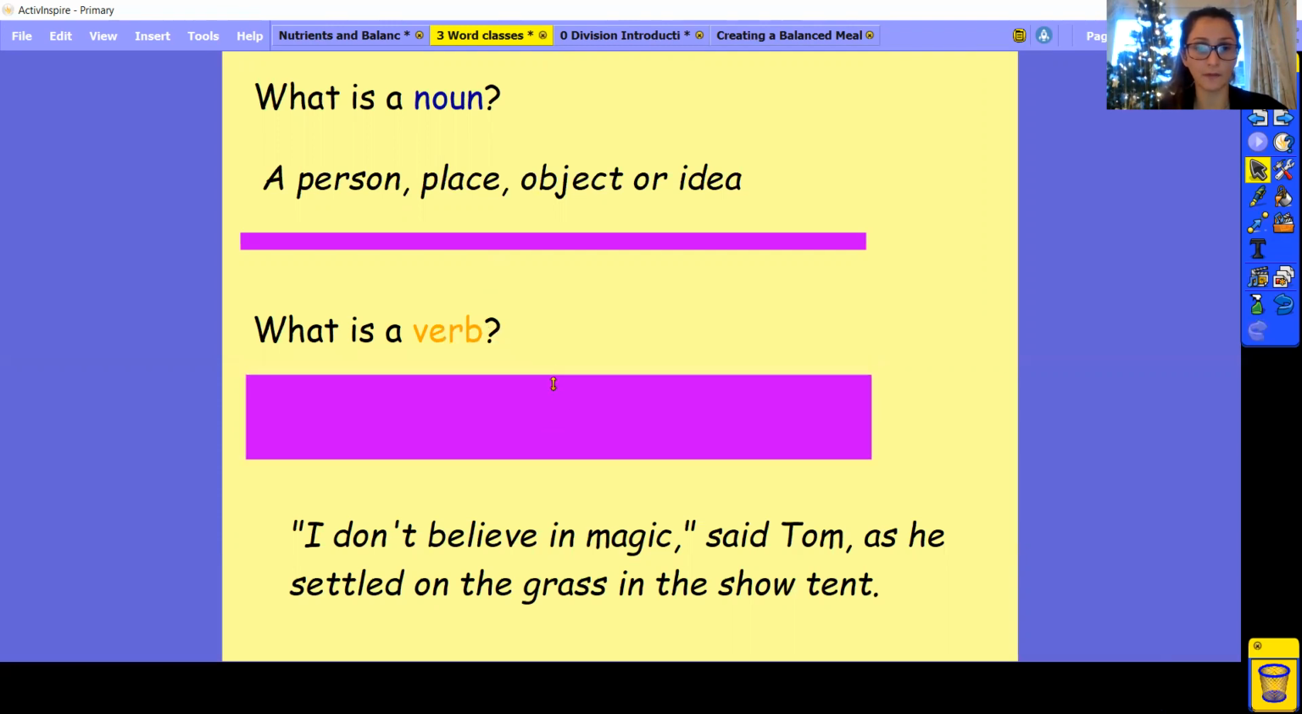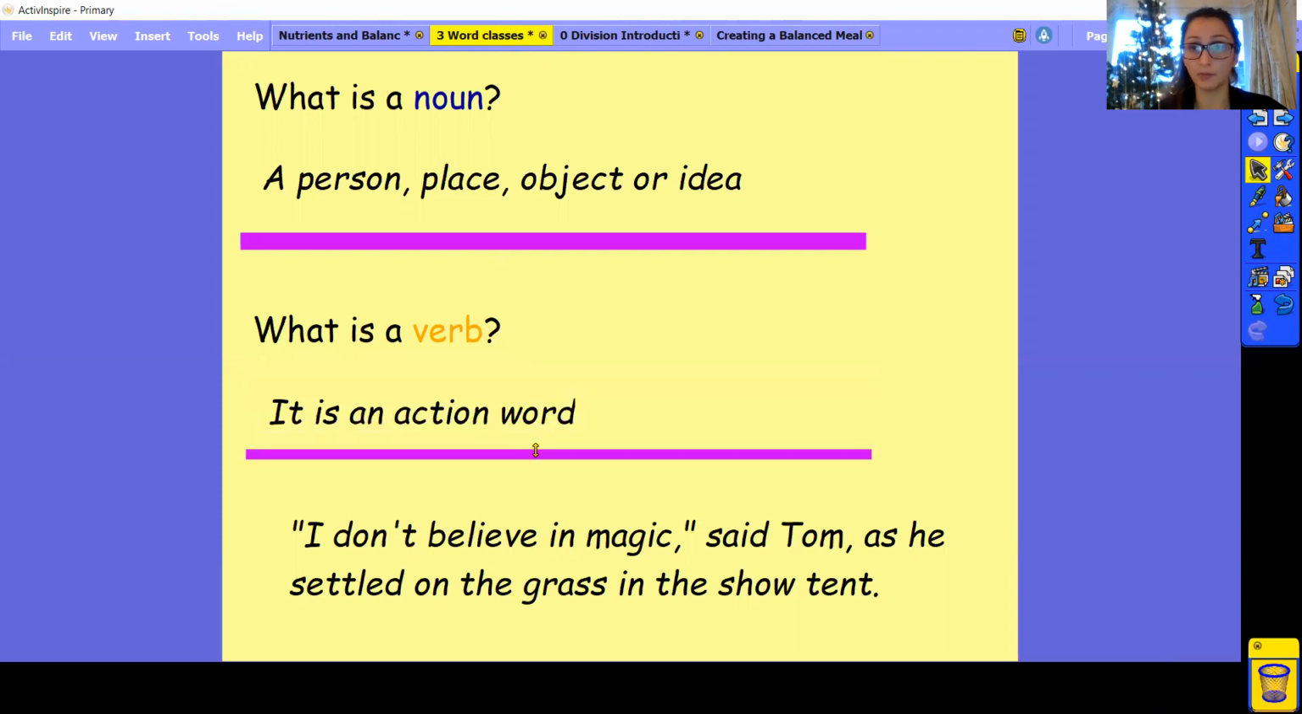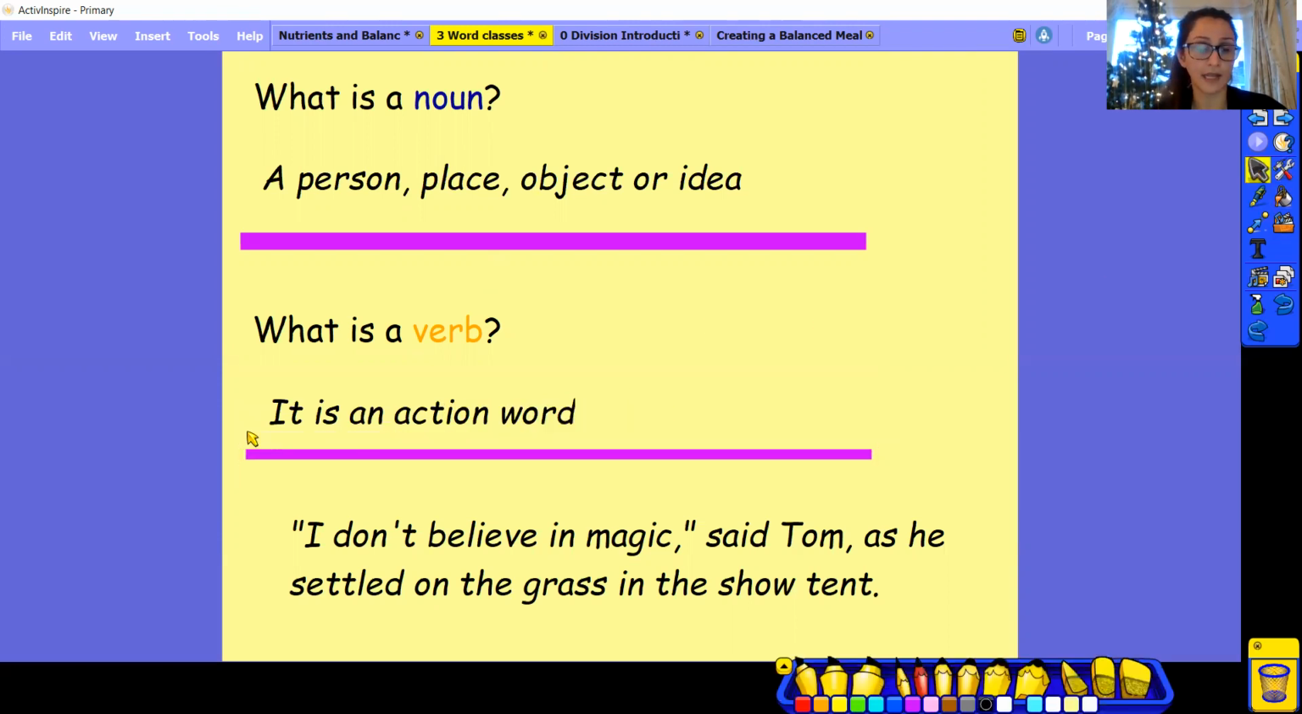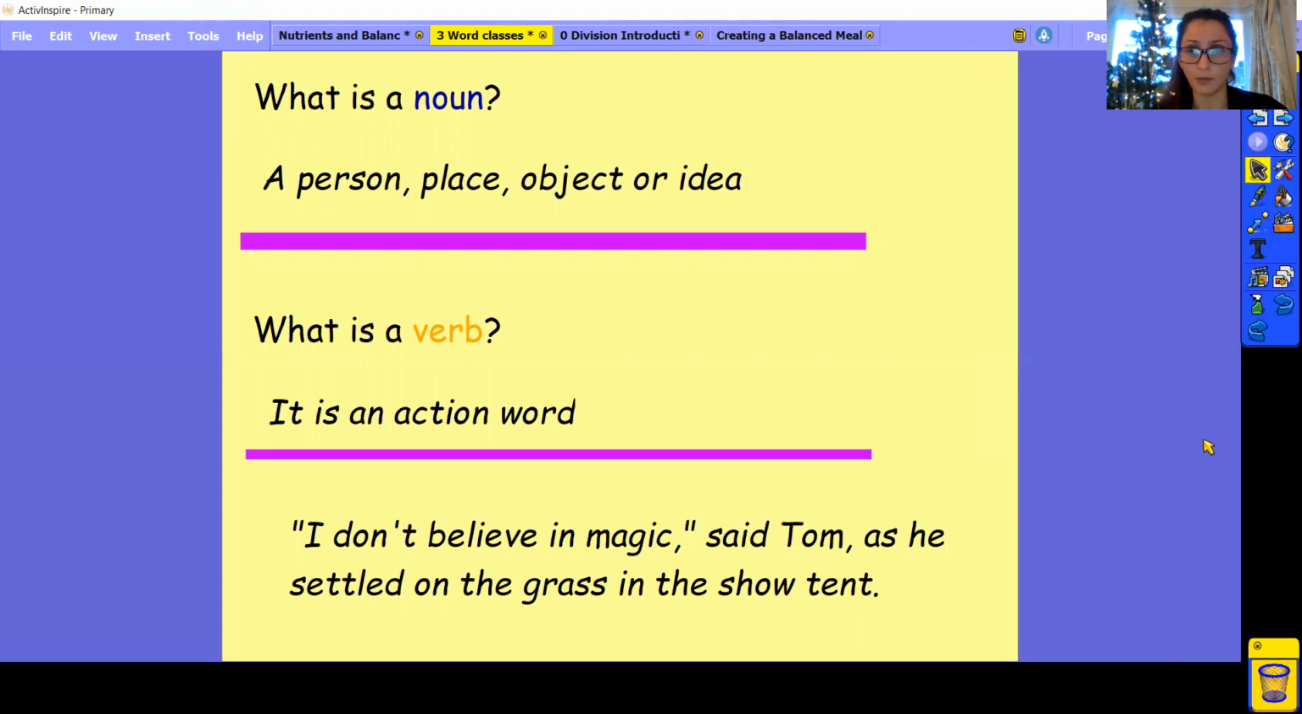Okay, well done if you said a verb is an action word or a doing word. It tells us what is happening. So I've got this section here. "I don't believe in magic," said Tom as he settled onto the grass in the show tent.